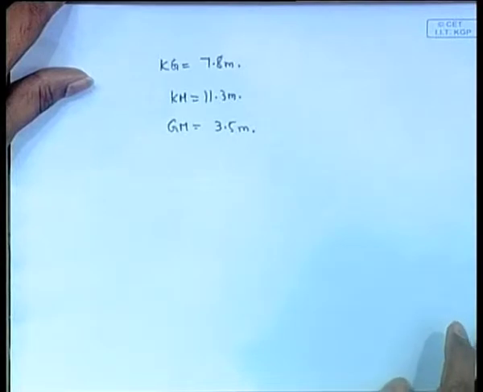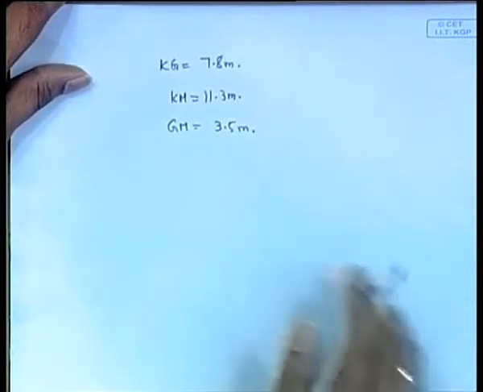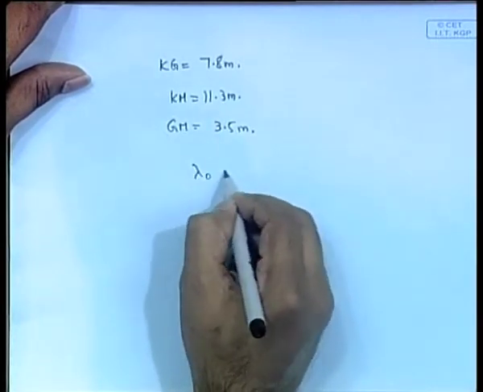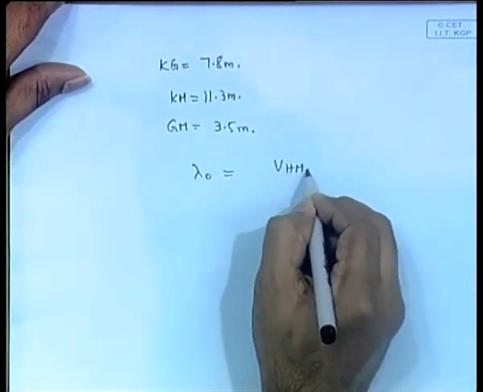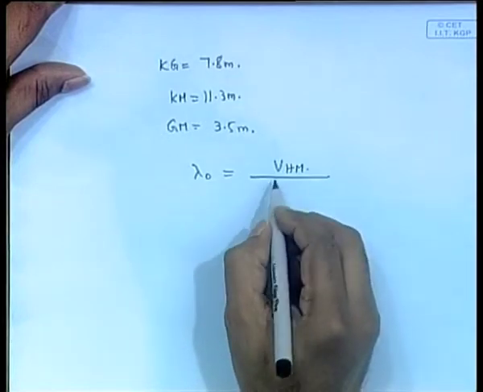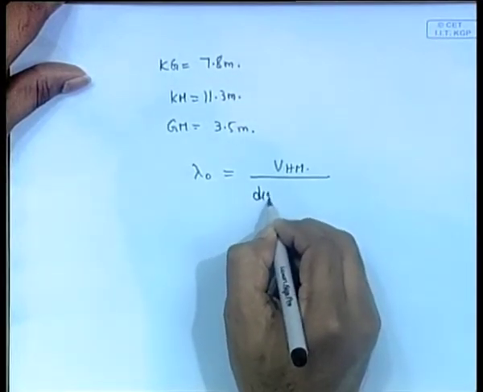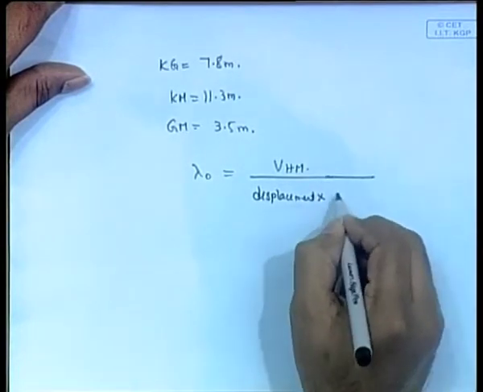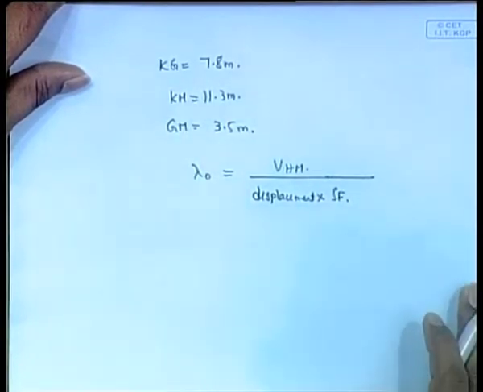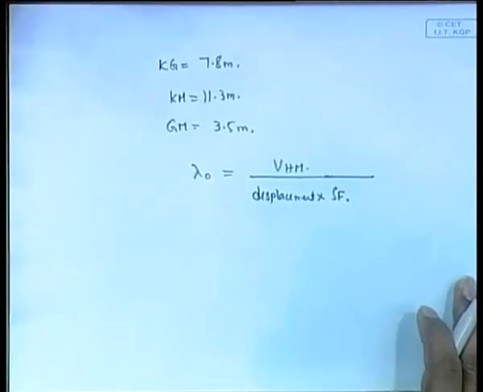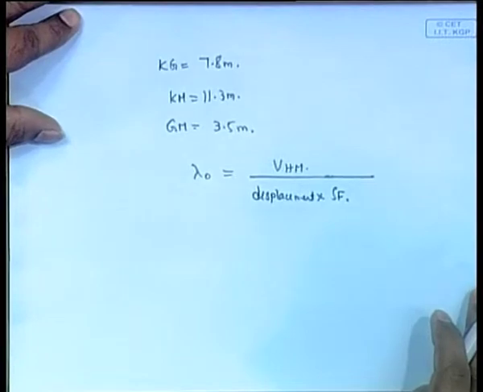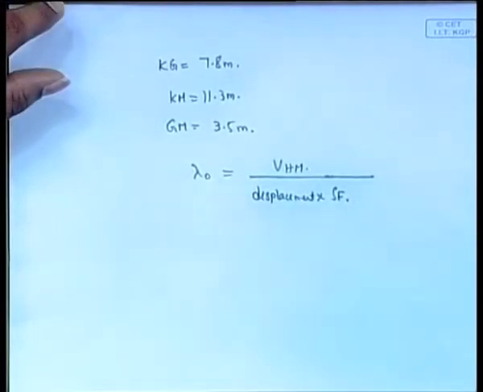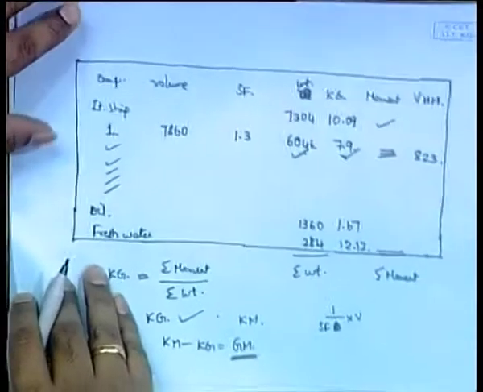Next you have to calculate lambda 0. Now, lambda 0 is given by the formula volumetric healing moment divided by displacement into stowage factor, something like this. Now again same thing we do. We'll look at this table.